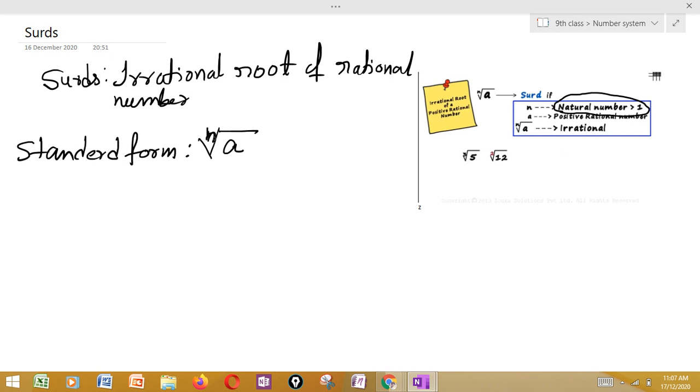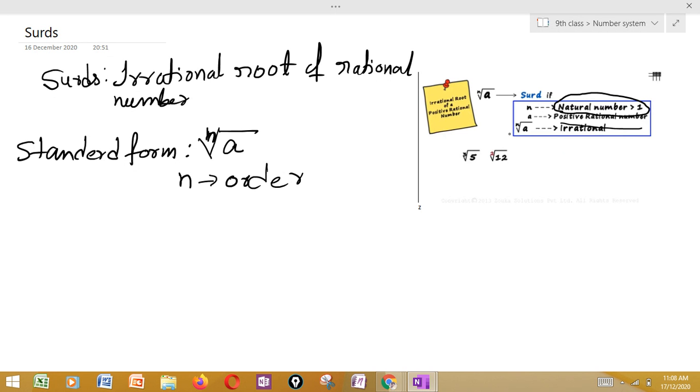And this n is called the order. What do we call that n? Order. And a is a positive rational number, the number present within the root, which should be a positive rational number. If these two conditions are satisfied, it should satisfy one more condition.